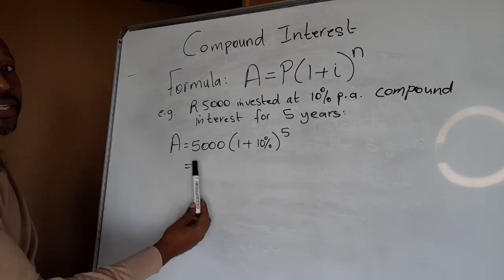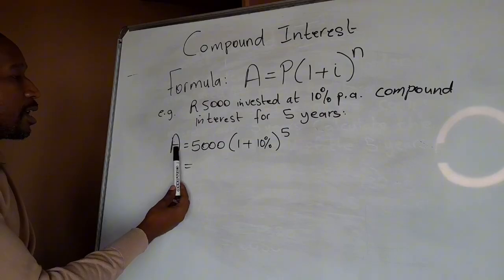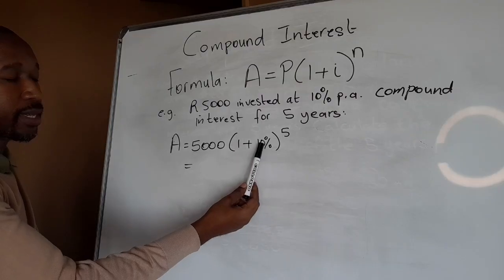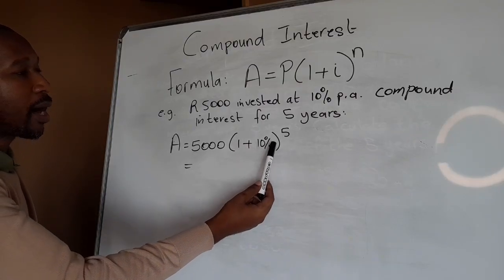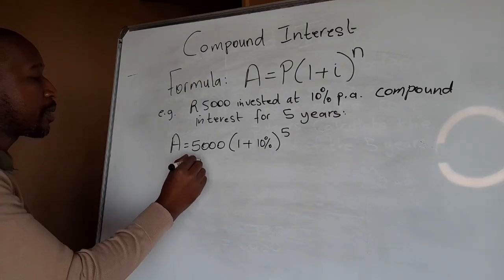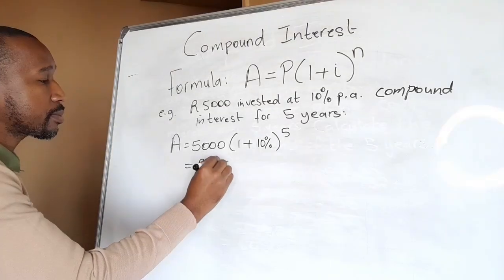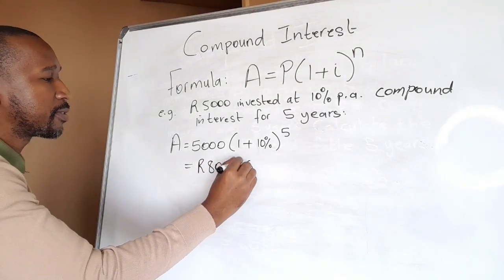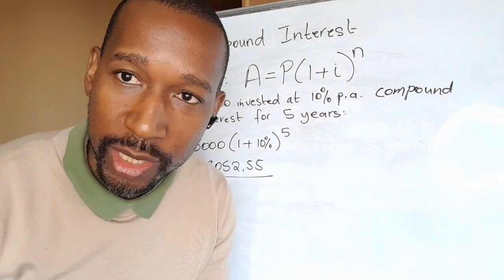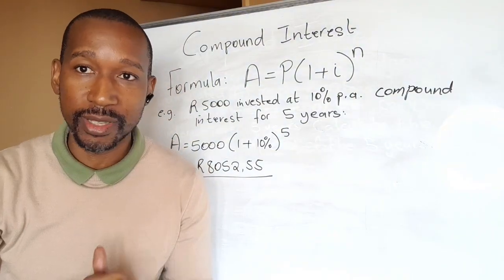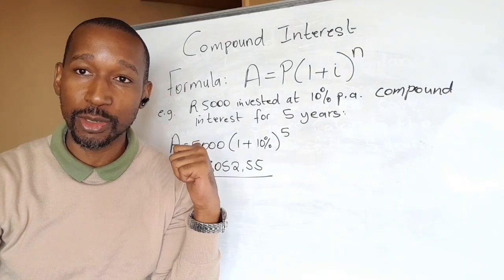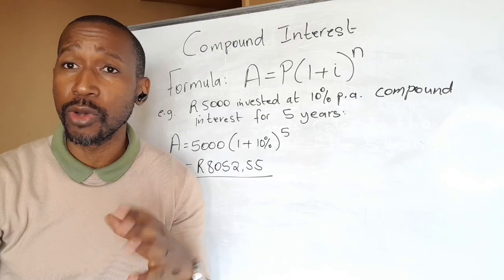Now, we would plug it into the formula as follows. A is equal to 5,000 times (1 plus 10%, or 0.1) to the power of 5, which is the number of years, and that would give us 8,052 Rand 55 cents. You can plug it into your calculator and check. It's exactly the same one we did with our manual calculation from the previous example. So now you don't need to do the manual calculations. You can just plug it into this formula and it does the work for you, as you saw.